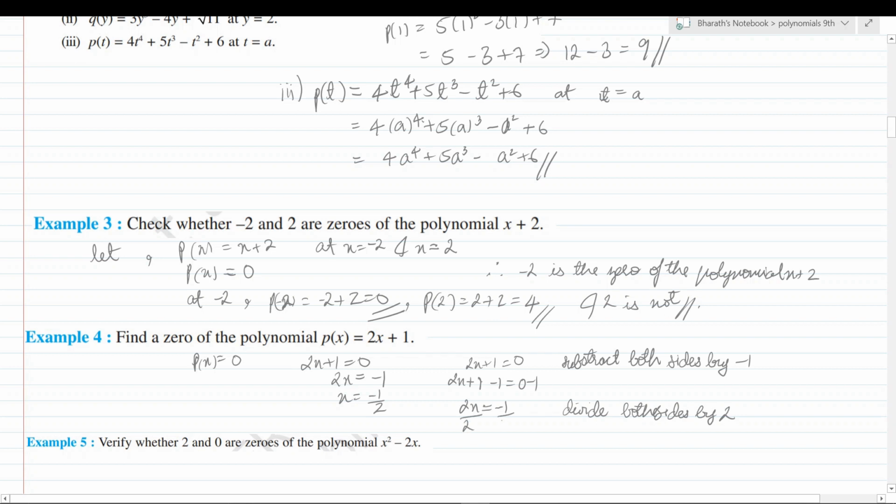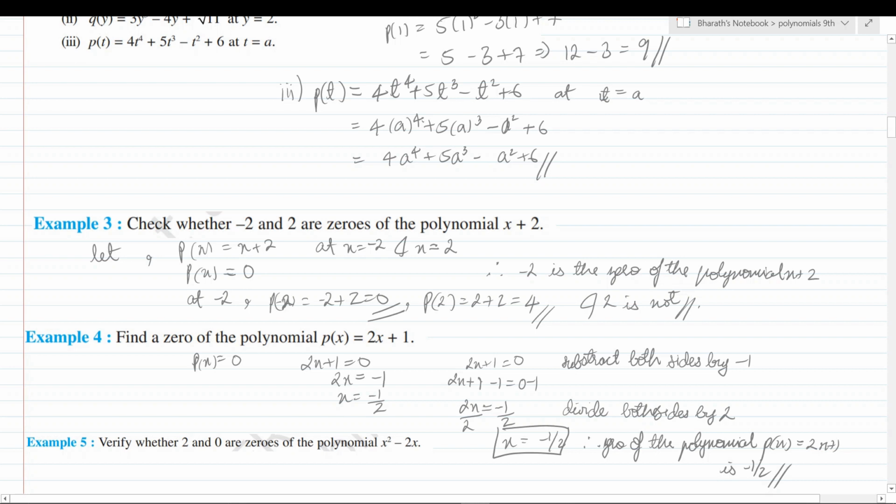So divide by 2, divide by 2. So x is equal to minus 1 by 2. Therefore you should declare also, the last declaration is also important. Therefore the zero of the polynomial p of x is equal to 2x plus 1 is minus 1 by 2.